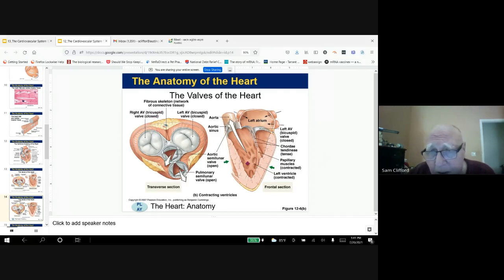So here we have again the left atrium where blood returns from the lungs and is pumped into the left ventricle that pumps blood through the aortic semilunar valve, and that takes blood to all of the body parts.